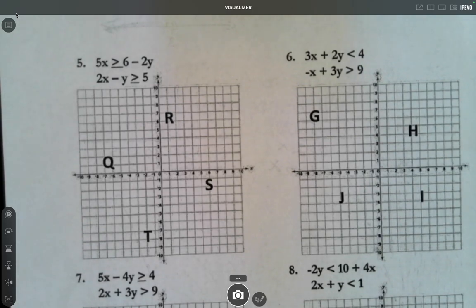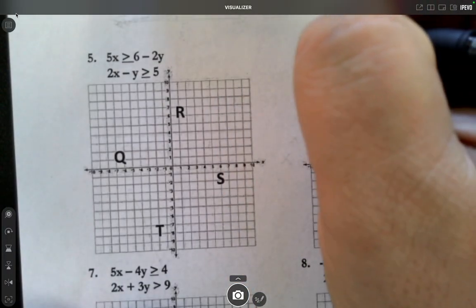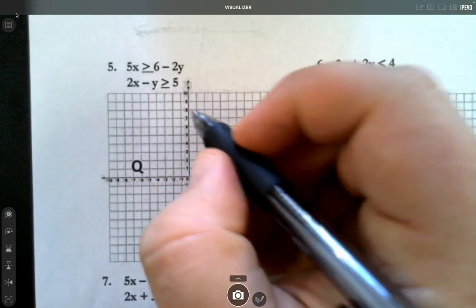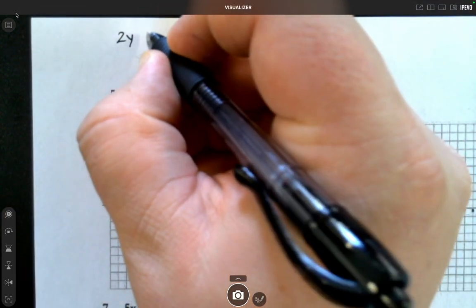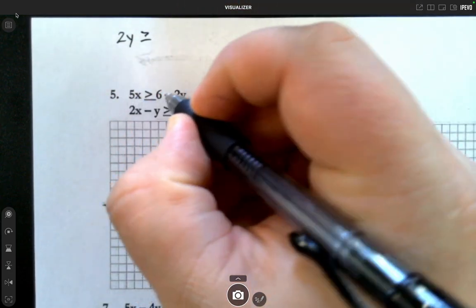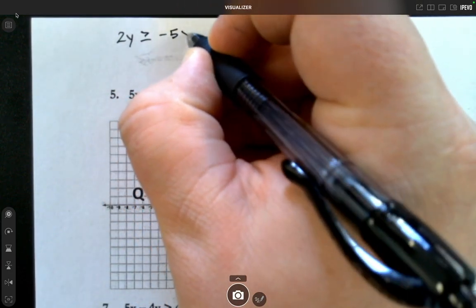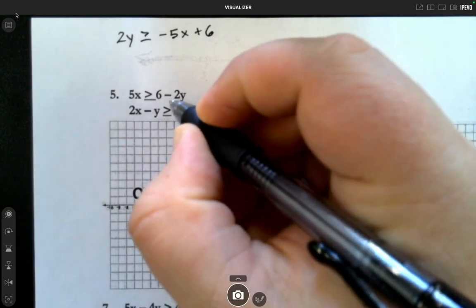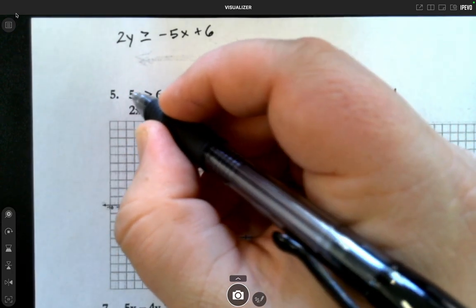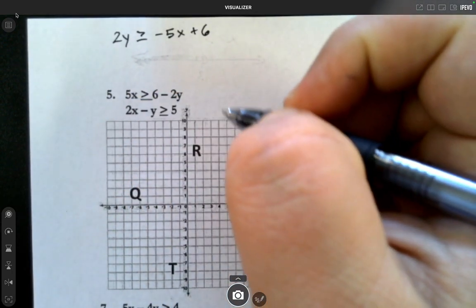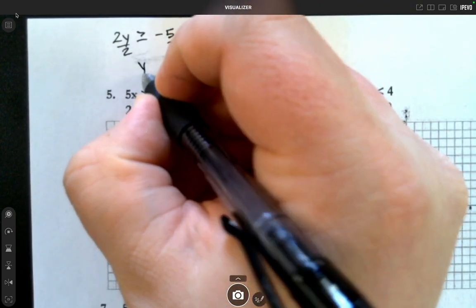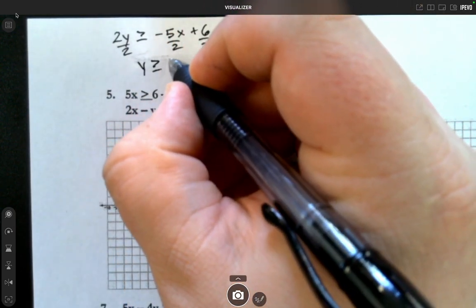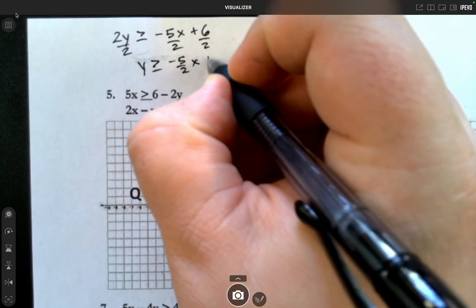So let's start by putting these in slope-intercept form. Okay, I'm going to add the 2y over to this side and subtract the 5x over here, give me negative 5x plus the 6. So I added the 2y over there and subtracted the 5x over here. Now I divide everything by 2. Give me y is greater than or equal to negative 5 halves x plus 3.